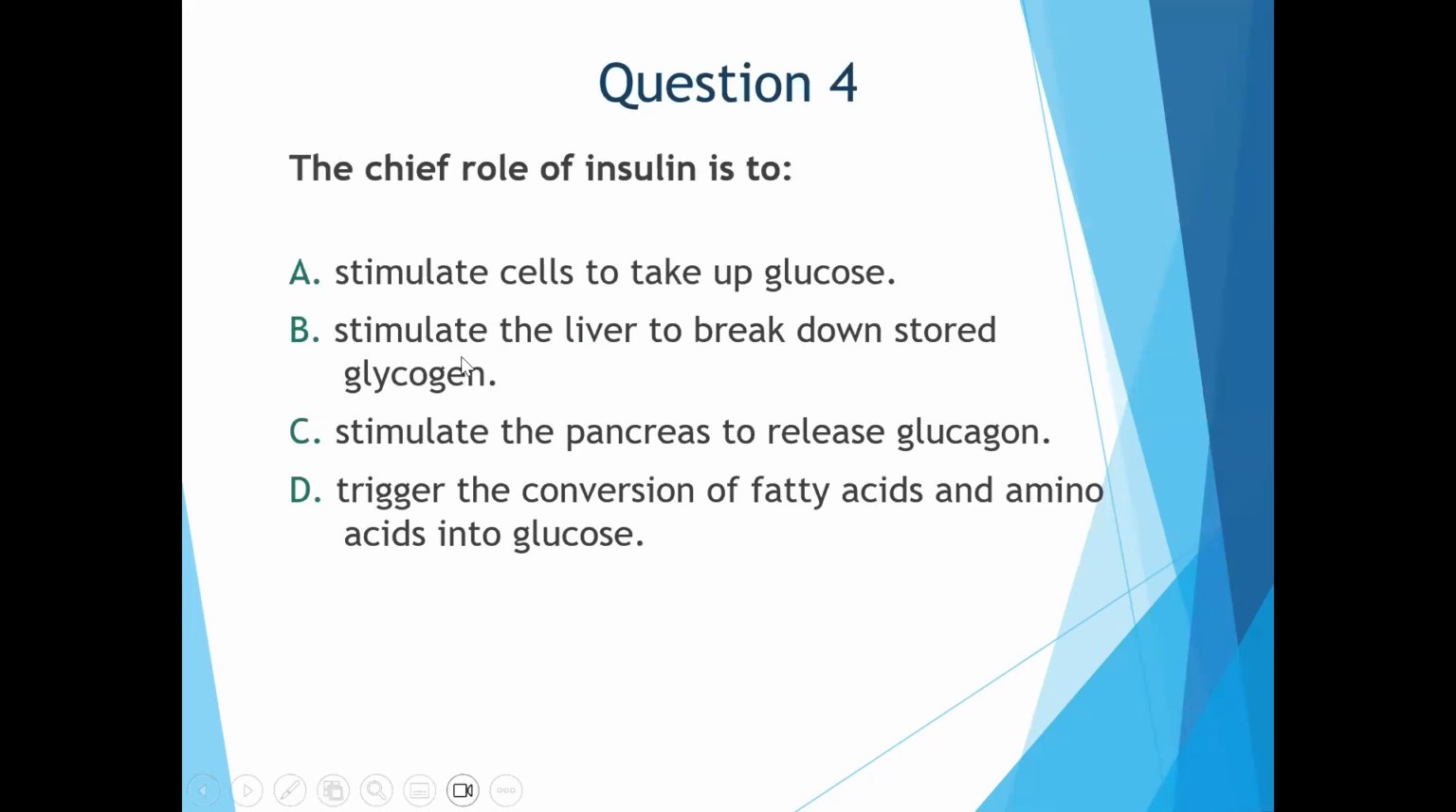Remember, glucagon would stimulate the liver to break down stored glycogen. Low blood glucose concentration would stimulate the pancreas to release glucagon, which would then stimulate the liver to break down glycogen. And fatty acids and amino acids, gluconeogenesis, that also would be low blood glucose concentration, not insulin.